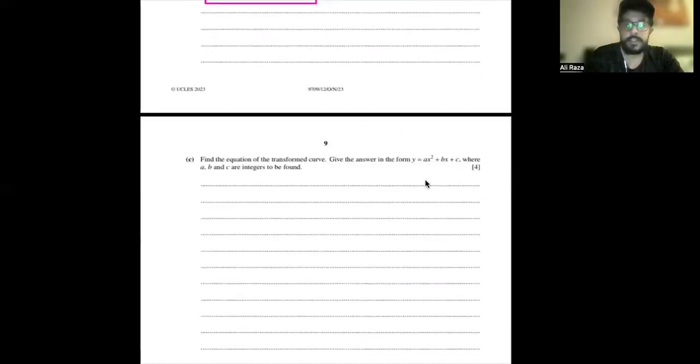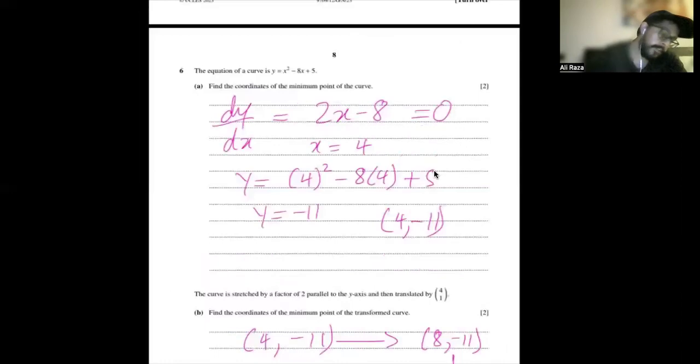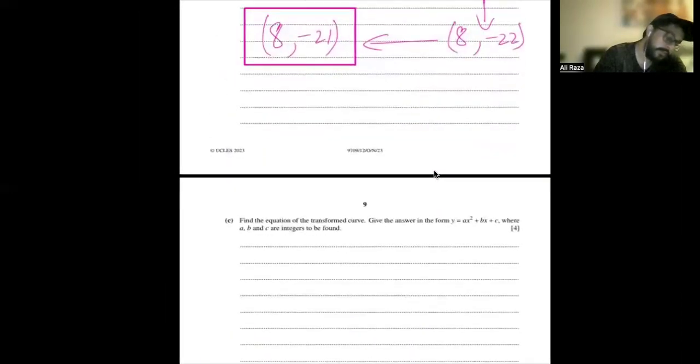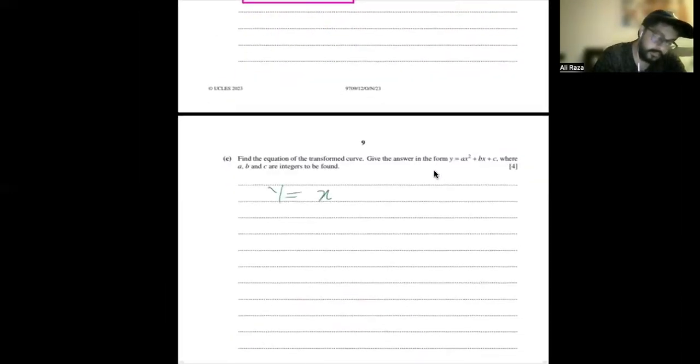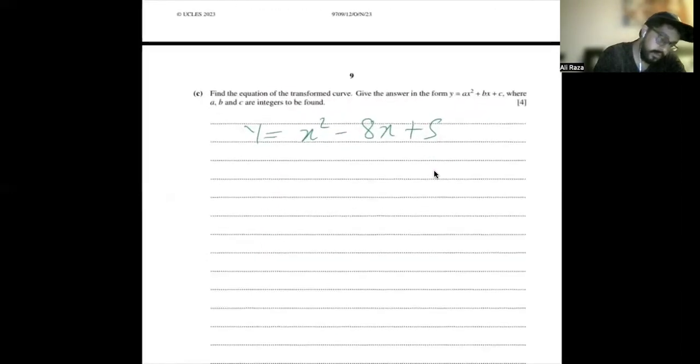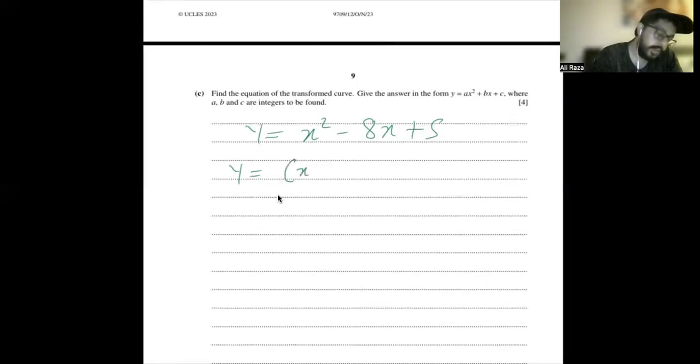In part C, we need to find the equation of the transformed curve and give it in the required format. We have x squared minus 8x plus 5. We'll apply the transformation in the x direction first. So since there is a translation of positive 4 in the x direction, we'll subtract 4 from the x in the brackets.